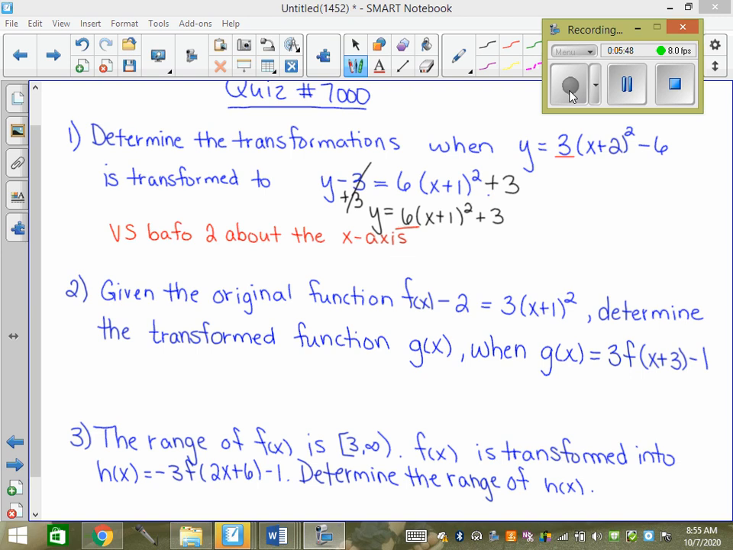Because when we did graph to graph, remember, what did we do? We found out what the stretches and reflections were. We applied them to the graph, and then we figured out what we had to do to move it on top of the other one, didn't we? So the same thing has to happen here. We realize it's a stretch by 2, so we have to apply the 2. So we're going to get y equals 6(x plus 2) squared minus 12.